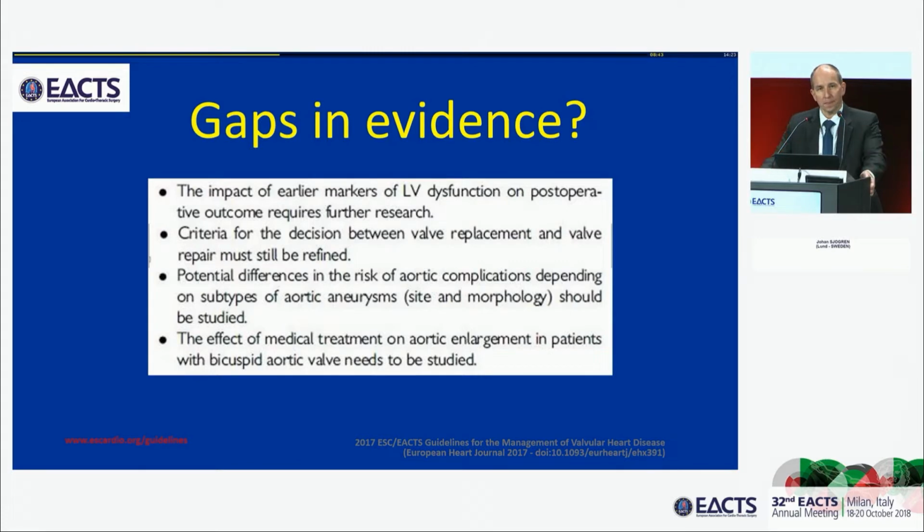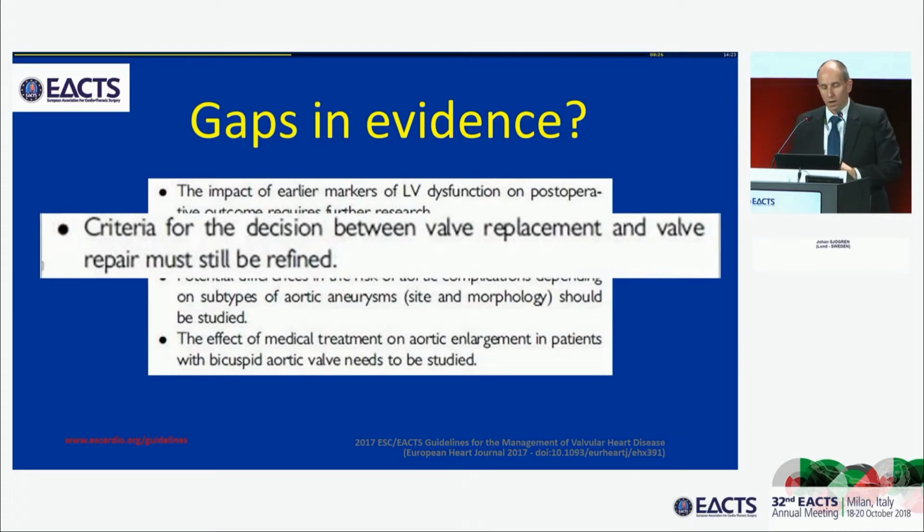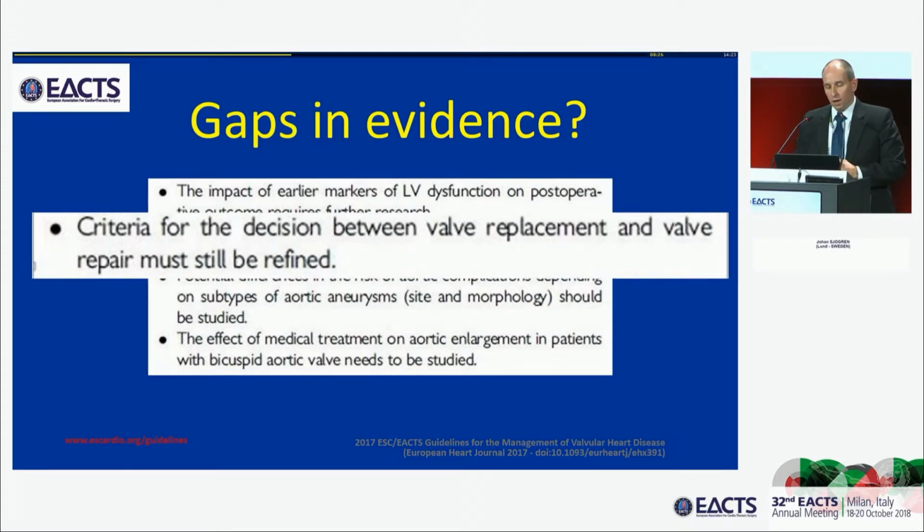But are the guidelines perfect then? Of course not. Very few things are perfect. And there are gaps in evidence. Especially what we need is to refine the criteria for decision-making between aortic valve replacement and aortic valve repair. Here we need more data, and we're depending on you as a community to produce more data and to publish data. This is how we can improve and update the surgical guidelines.